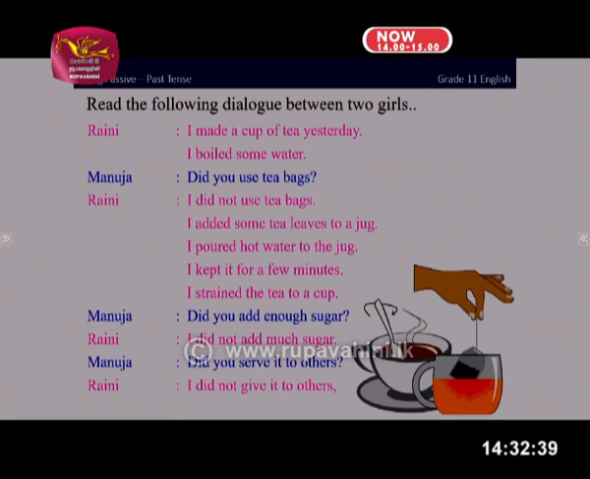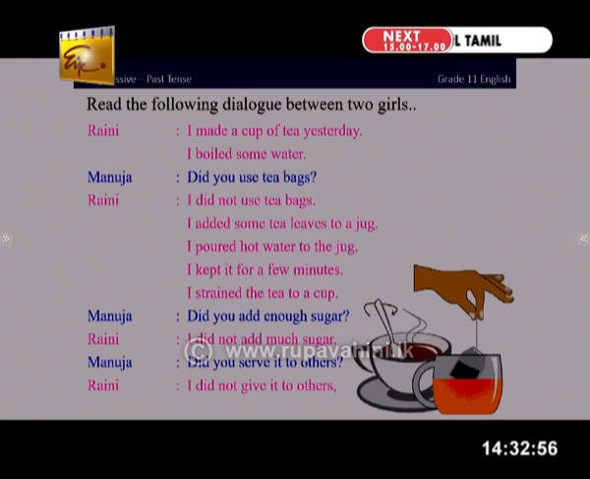It's Raini and Manuja. I made a cup of tea yesterday. I boiled some water. Did you use tea bags? I did not use tea bags. I added some tea leaves to a jug. I poured hot water to the jug. I kept it for a few minutes. I strained the tea to a cup. Did you add enough sugar? I did not add much sugar. Did you serve it to others? I did not give it to others. So, this is a simple dialogue between two friends.